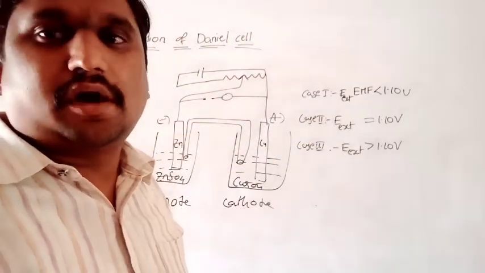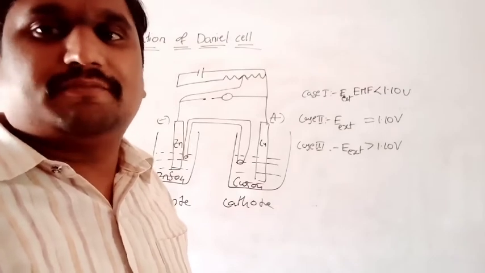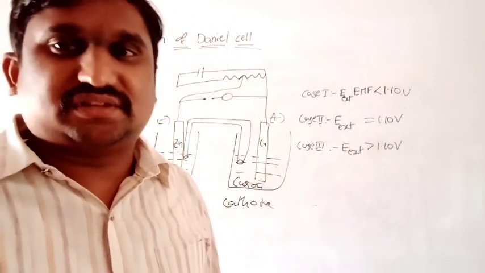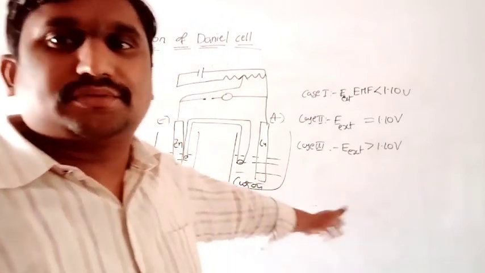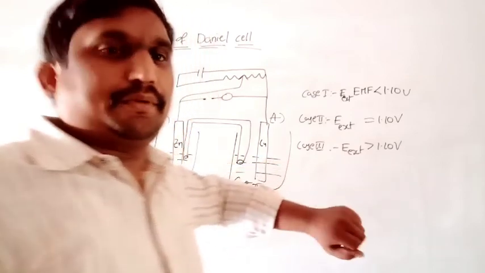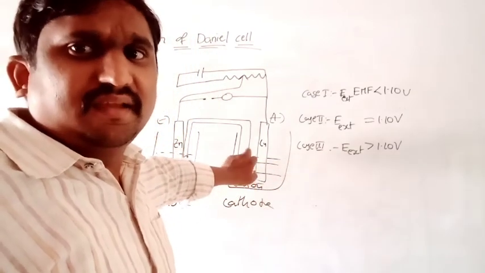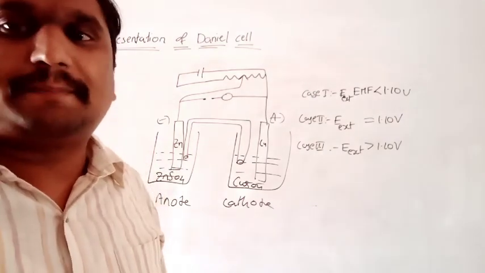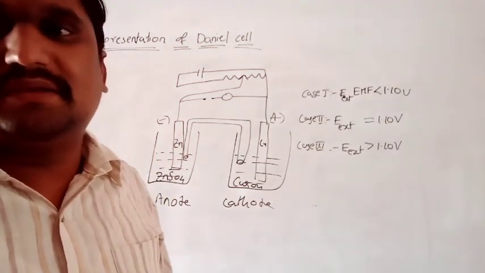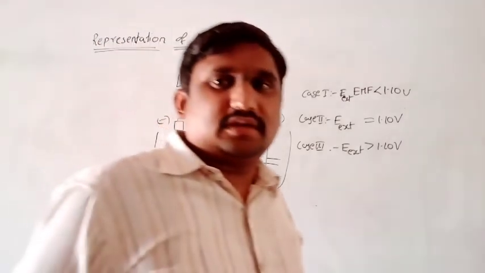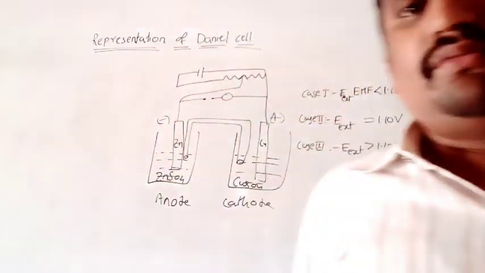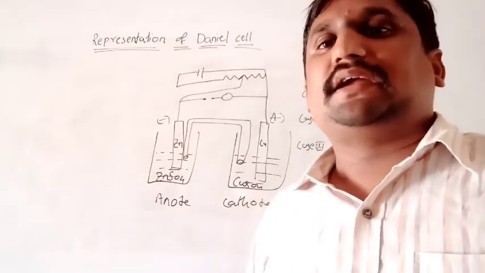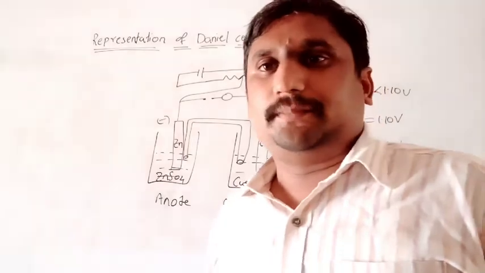The cell behaves in an opposite manner. Instead of behaving like an electrochemical cell, it behaves like an electrolytic cell. During the process, if external EMF is greater than 1.10, the weight of the copper electrode decreases, and at the same time the weight of the zinc electrode increases. The cell behaves in a non-spontaneous manner, so the electrochemical cell behaves like an electrolytic cell. Okay, so this is about it.